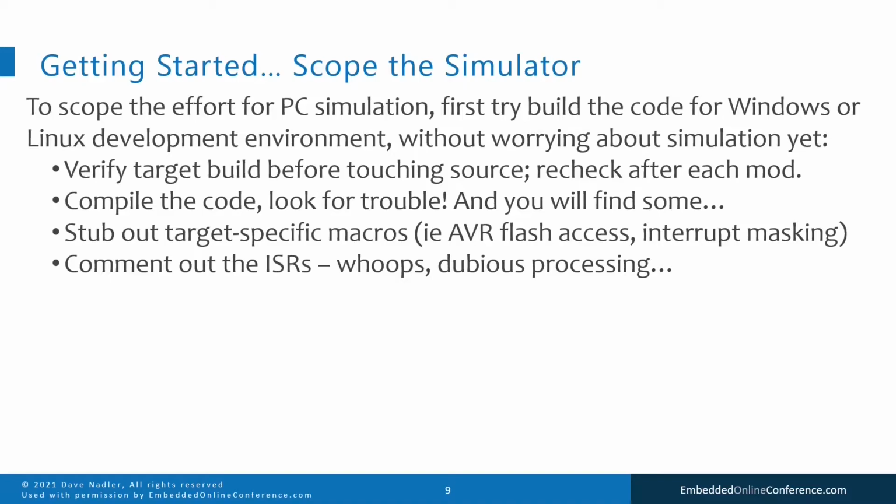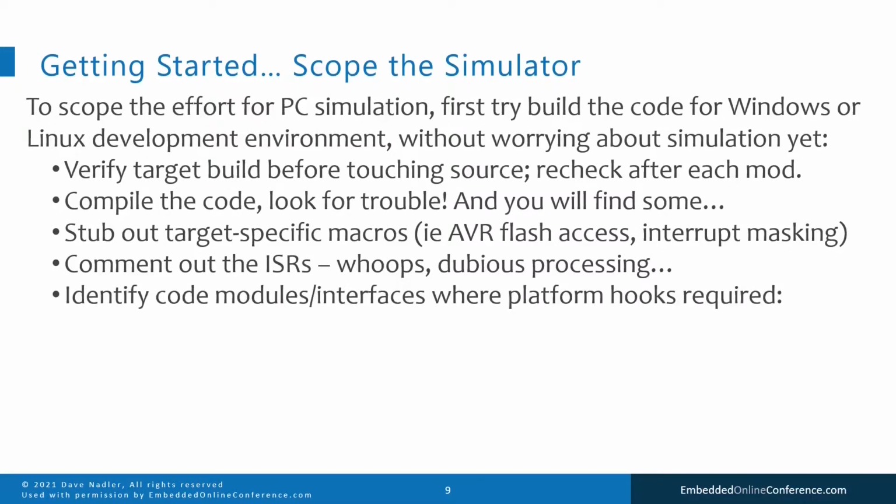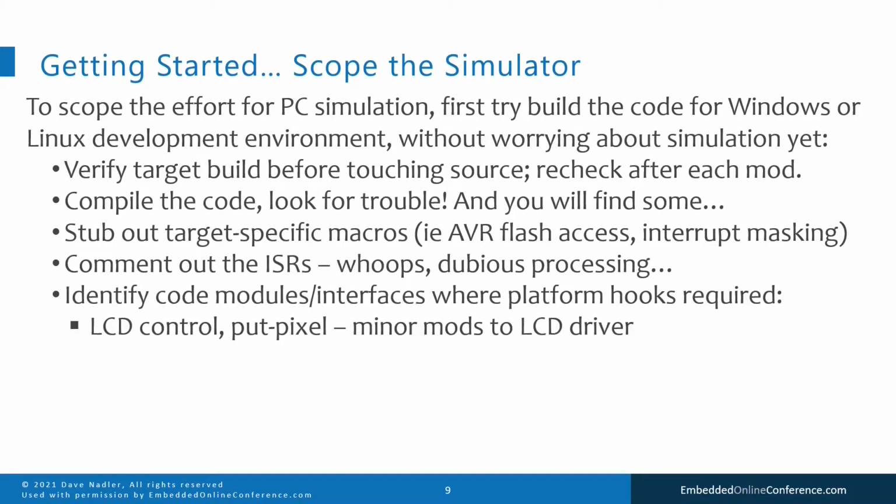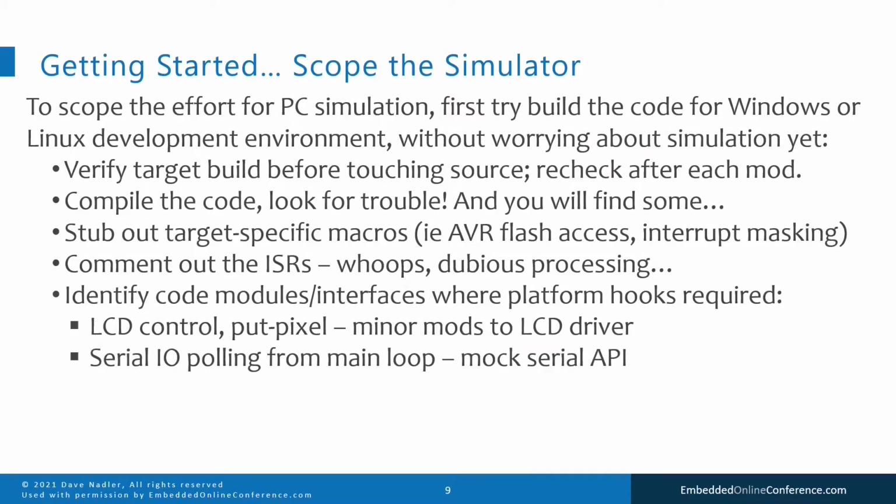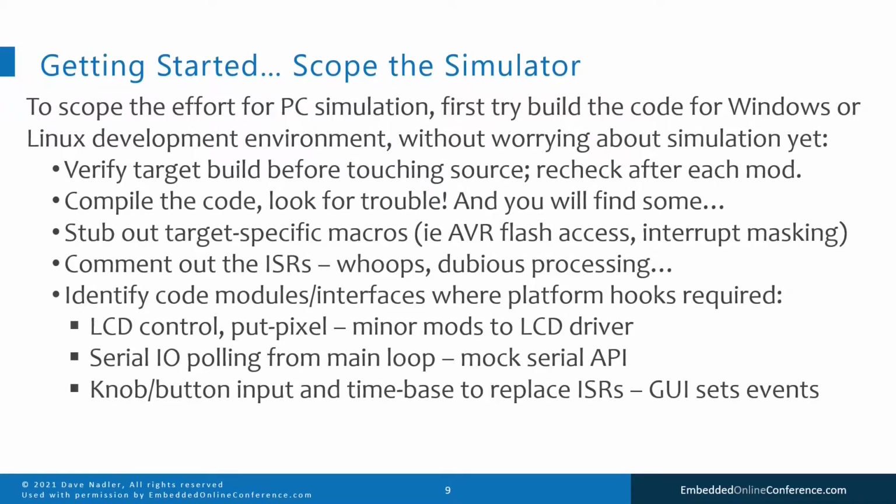And this also will fix some potential race conditions because the logic that was in the ISR here didn't have any concurrency protection. We're going to identify code modules and interfaces where platform hooks are going to be required, mocks. So in this application, the LCD control, put pixel, instead of writing pixels over SPI to an LCD, it's going to write to an in-memory bitmap for rendering on the simulator GUI. Serial I/O polling from main loop will require mocking of the serial API, and the knob button input and time base to replace ISR. The knob and button inputs are just going to post GUI events, and from the application's point of view, it won't know that it didn't come from an ISR.